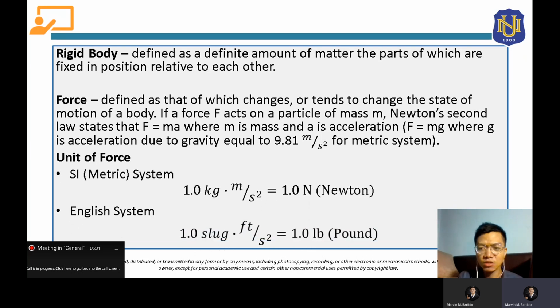So, the units that we're going to use for force for the metric system or SI system: since F is equal to mg, the unit for mass is kilogram, and the unit for acceleration due to gravity is meter per second squared. Kilogram times meter per second squared is equal to Newton. Now, for the English system, the unit that we're going to use is slug times feet per second squared, which is equivalent to pound.